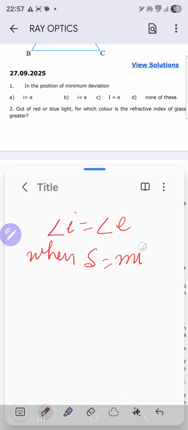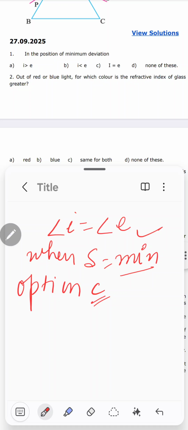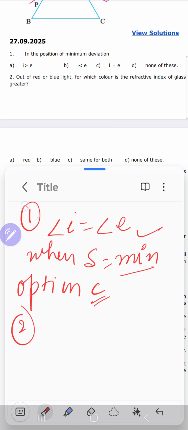Angle of incidence and angle of emergence are equal when the angle of deviation is minimum. So option 3 is correct here. Option C is correct because this is the condition when the angle of deviation is going to be the minimum angle.